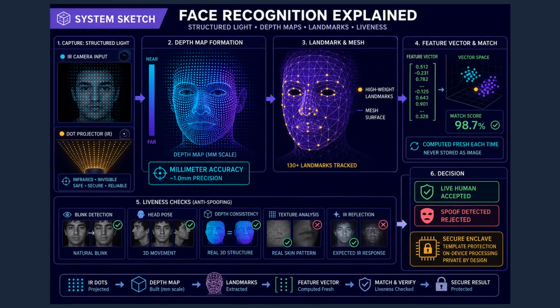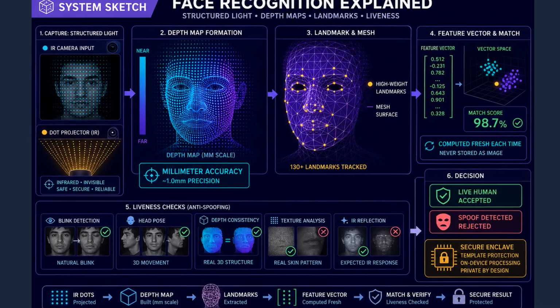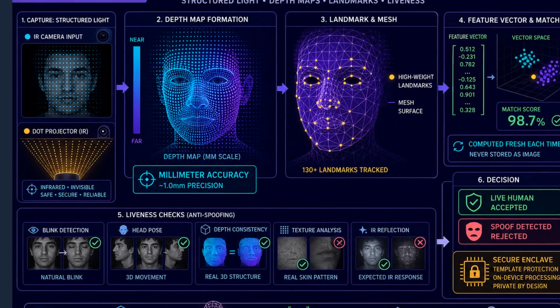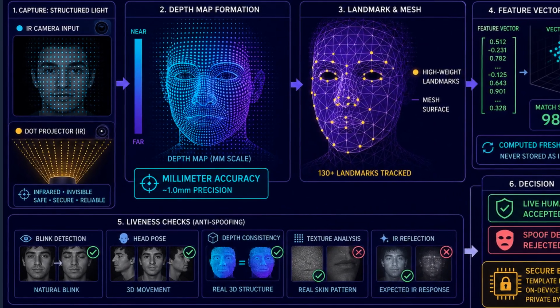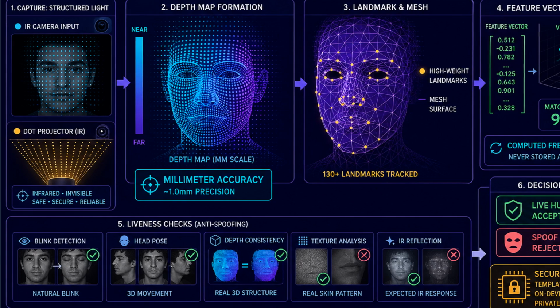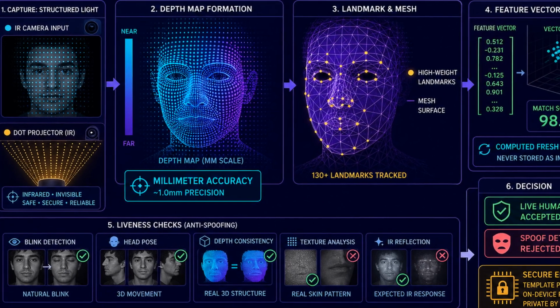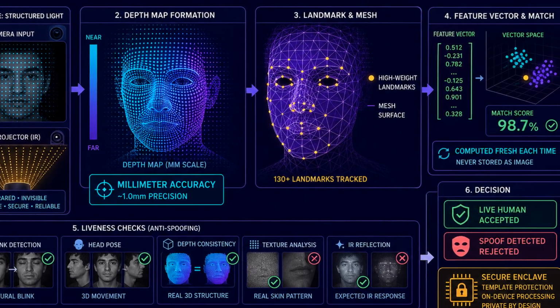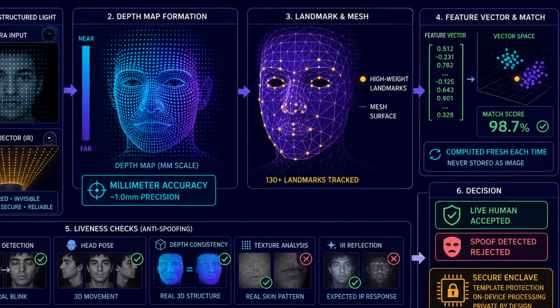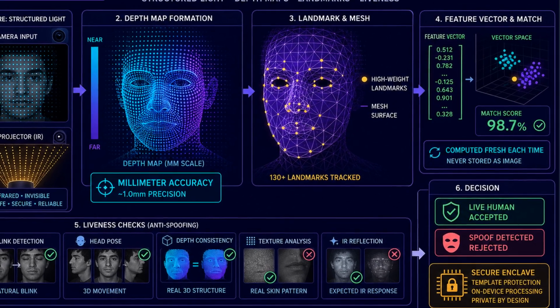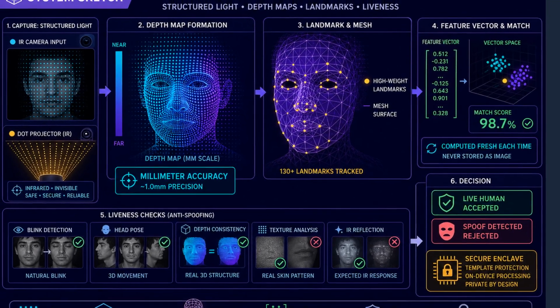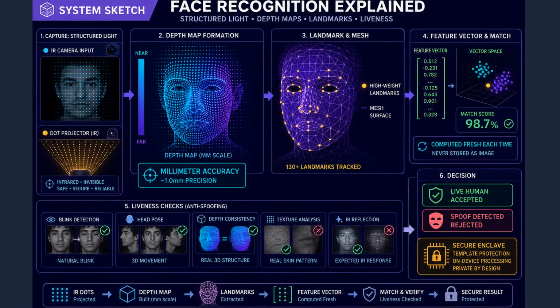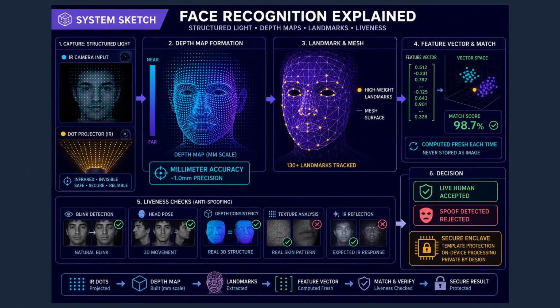From the dot distortion, the system computes a depth map, a grid of distance values for every point on your face. Each cell records how far that surface point sits from the camera. The result is a 3-dimensional relief of your face, accurate to within about a millimeter. This depth map updates every unlock attempt. It is not a snapshot saved from setup day.